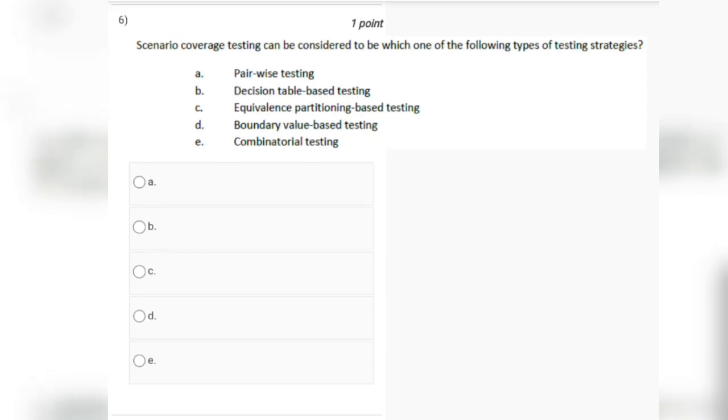Question number 6 is: scenario coverage testing can be considered to be which of the following types of testing strategies? Options are pairwise testing, decision table based testing, equivalence partitioning based testing, boundary value based testing, and combinatorial testing. Okay, so the correct answer will be combinatorial testing, that is option E.